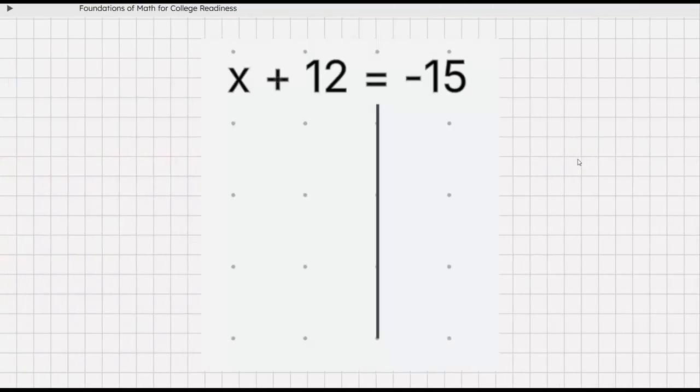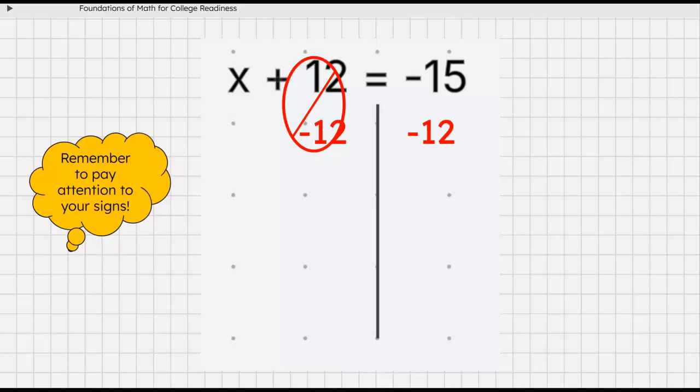Next, we have x plus 12 equals negative 15. So what's going on on the side with the variable? A plus 12. So we need to get rid of that by using the inverse of addition, which is subtraction. So we need to subtract 12 from both sides. When we subtract the 12 from the side with the variable, we get x plus 0. Then we need to subtract 12 from the other side. Negative 15 minus 12 gives you negative 27.